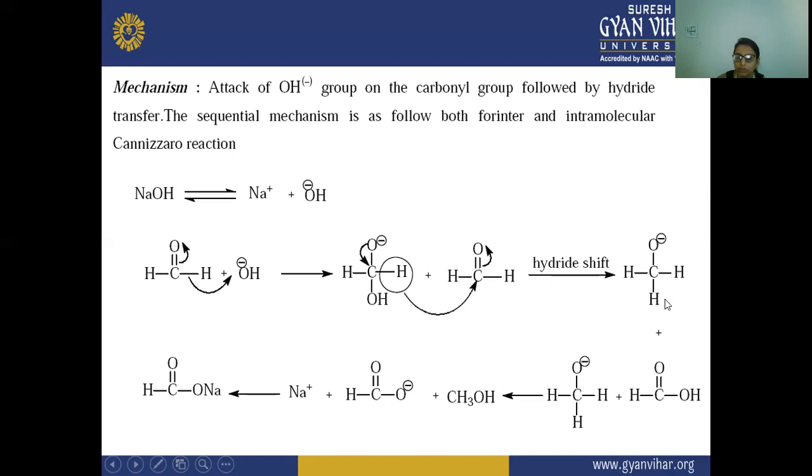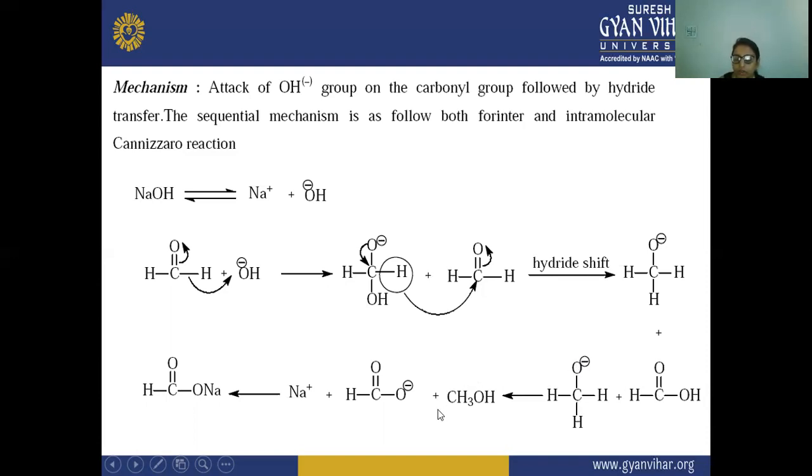This product is formed here, as well as the carboxylic acid. Both of them will react with this. There is an acid and base reaction between these two. Here you will see this H shifted to this position, and there is a formation of the alcohol here.